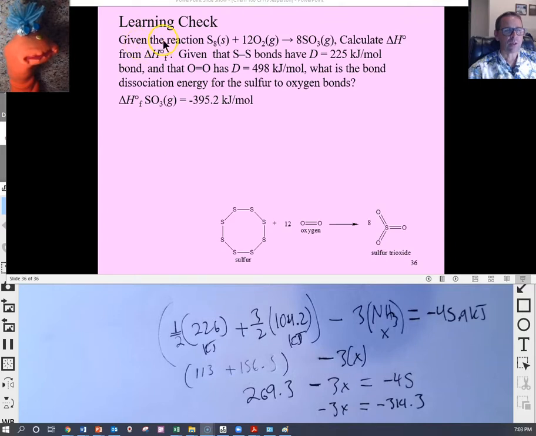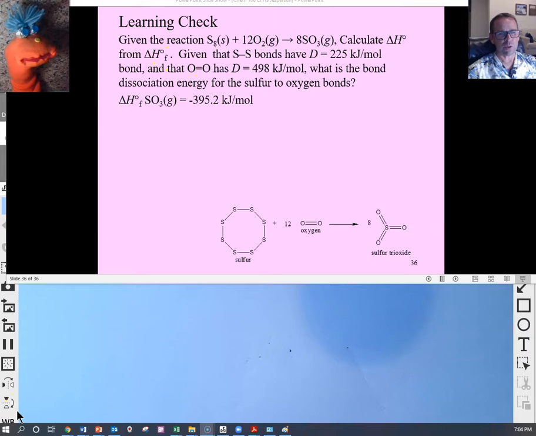Similar situation. Here's a chemical reaction. We want to know the delta H from the delta H of formation. Calculate delta H from delta H of formation. All right. So we have a similar situation, right? We're going to be breaking some of those sulfur bonds and some of those oxygen bonds, right? And we're going to be forming sulfur-oxygen bonds. So we have to take what? Bonds broken minus bonds formed, or bonds formed minus bonds broken? Well, isn't it products minus reactants?